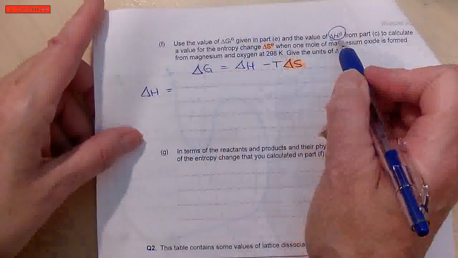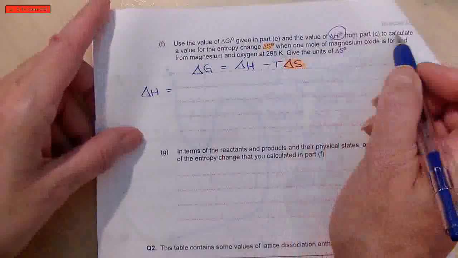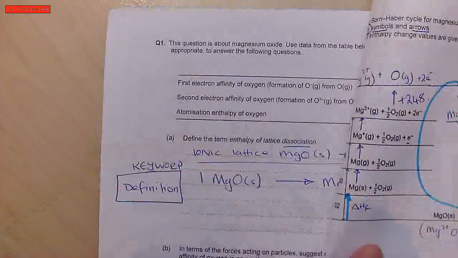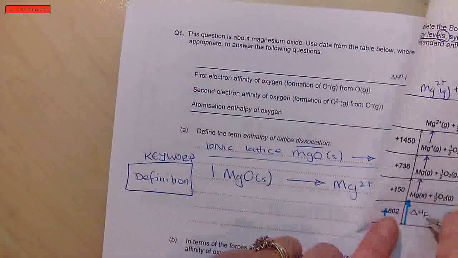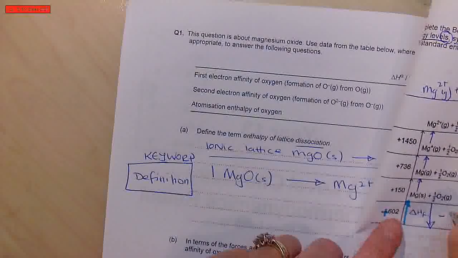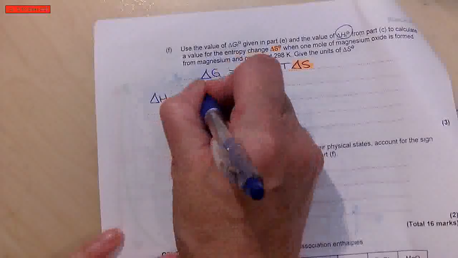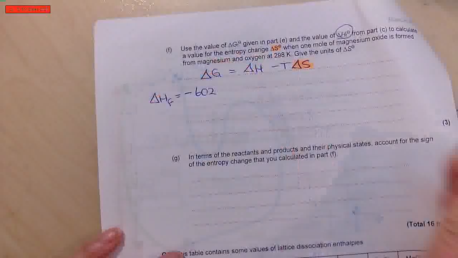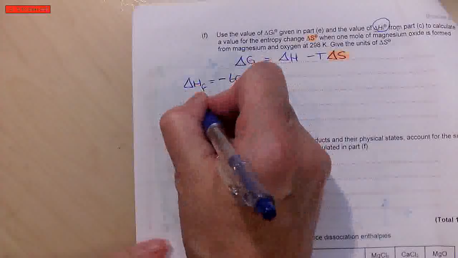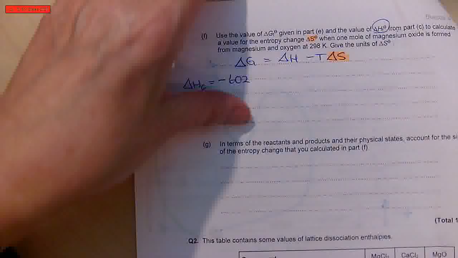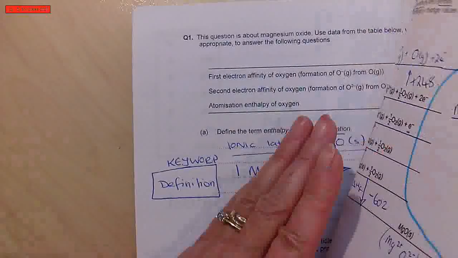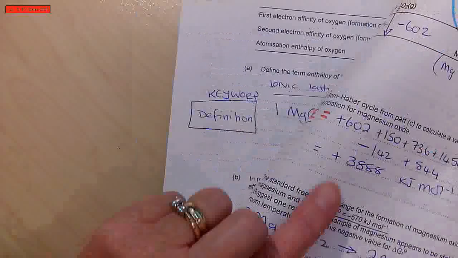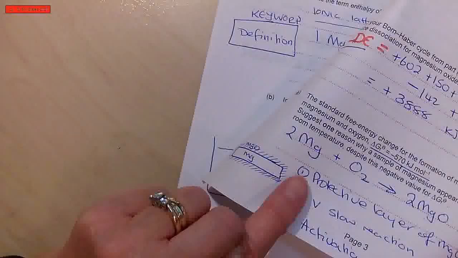Hang on. Use the delta H of formation from part C. Okay, that's this one here, and that's delta H of formation, so that's down this way, and that's minus 602. So we're going to use delta H is minus 602. That's delta H of formation. Delta G, did we just work that out? It's just given as here, hasn't it?